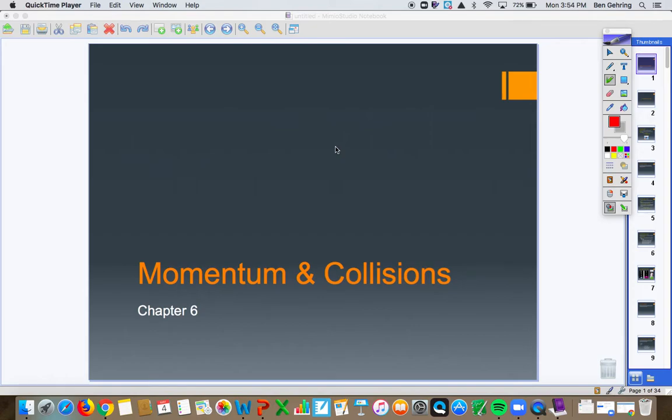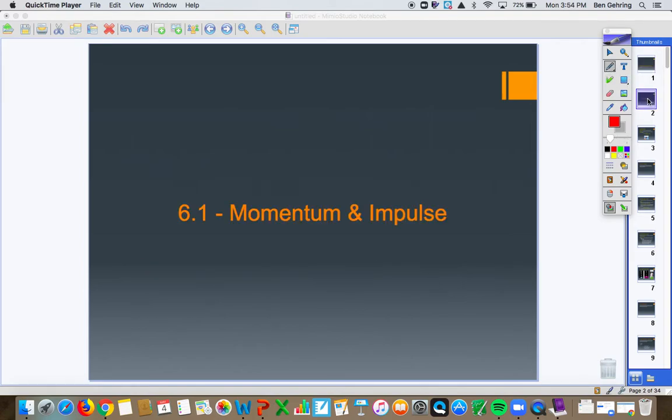Hello and thank you for joining me today as we begin our discussion on this new unit called Momentum and Collisions. We'll look at what momentum is, how it's used, where we see it in life, all that sort of stuff. So today specifically we are going to talk about momentum and what's called an impulse.